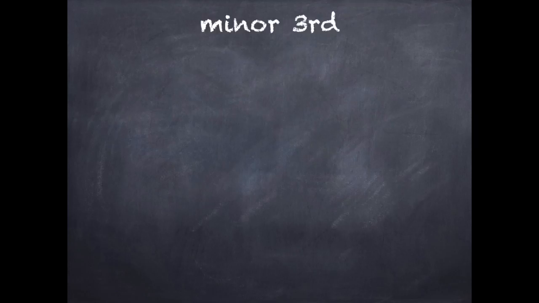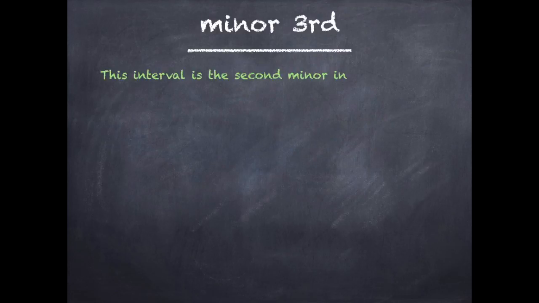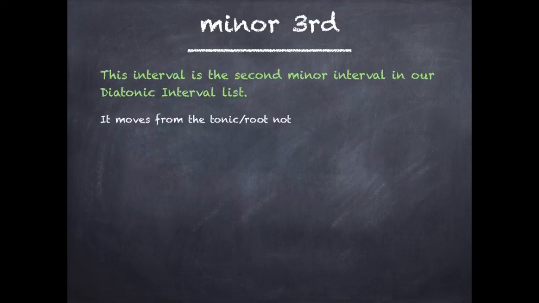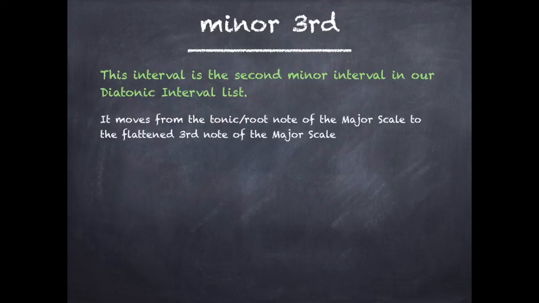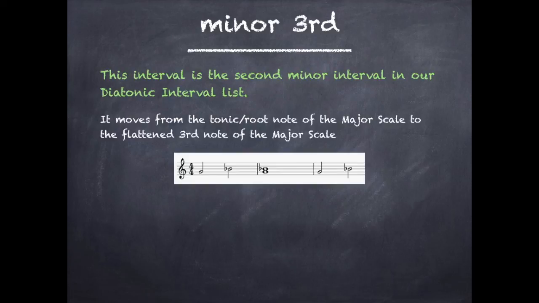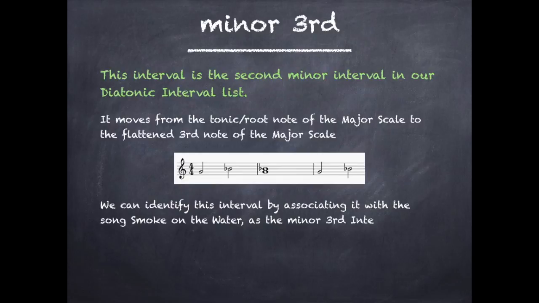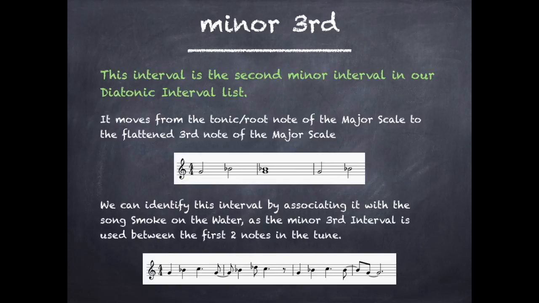The minor third. This interval is the second minor interval in our diatonic interval list. It moves from the tonic root note of the major scale to the flattened third note of the major scale. We can identify this interval by associating it with the song Smoke on the Water by Deep Purple, as the minor third interval is used between the first 2 notes in the tune.